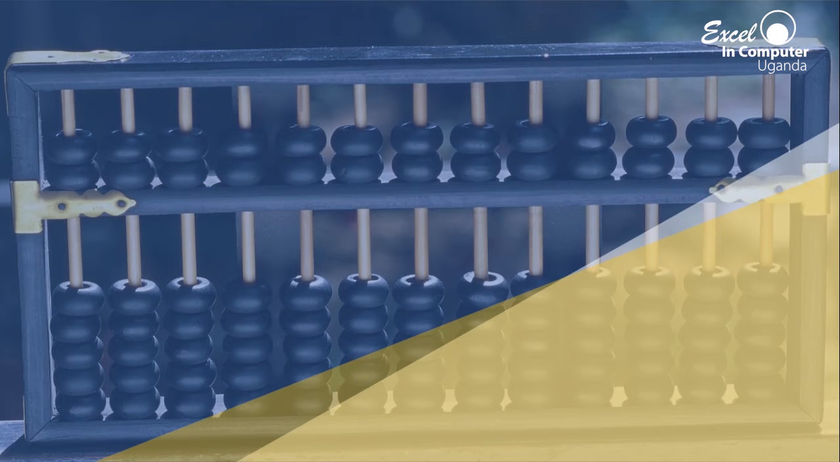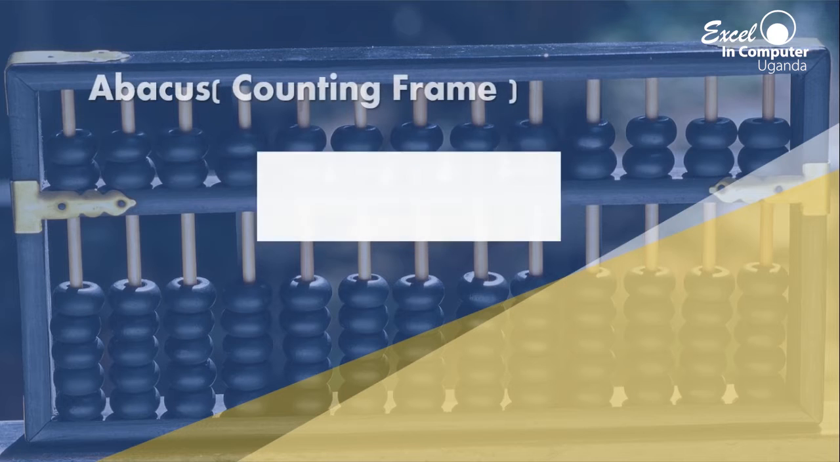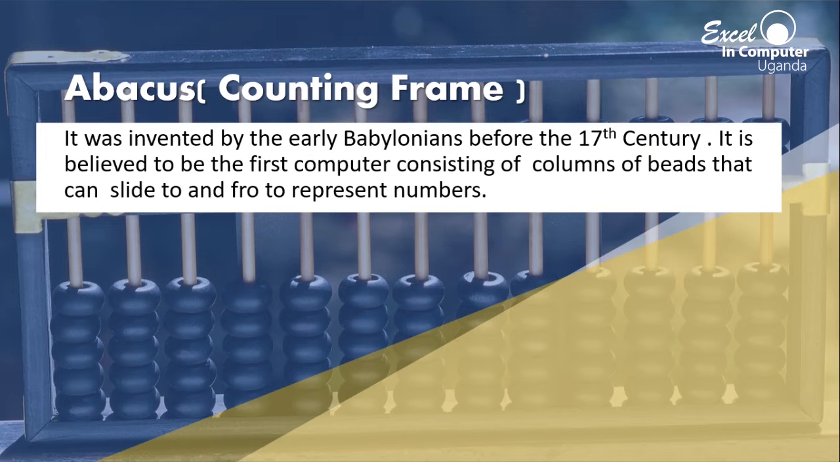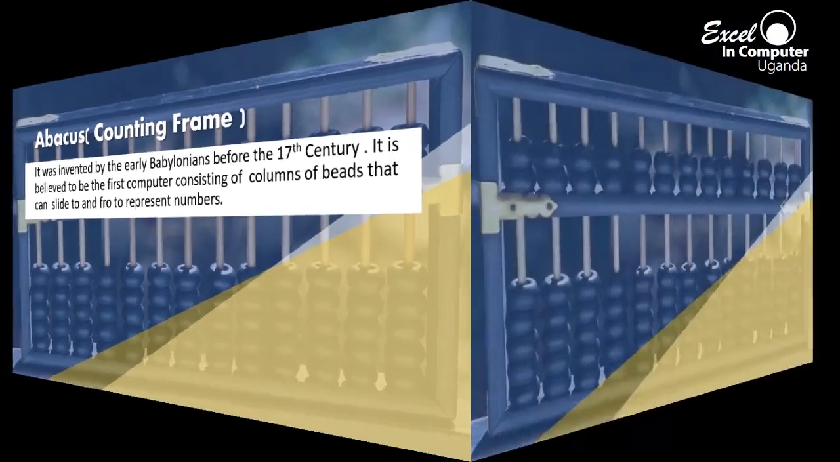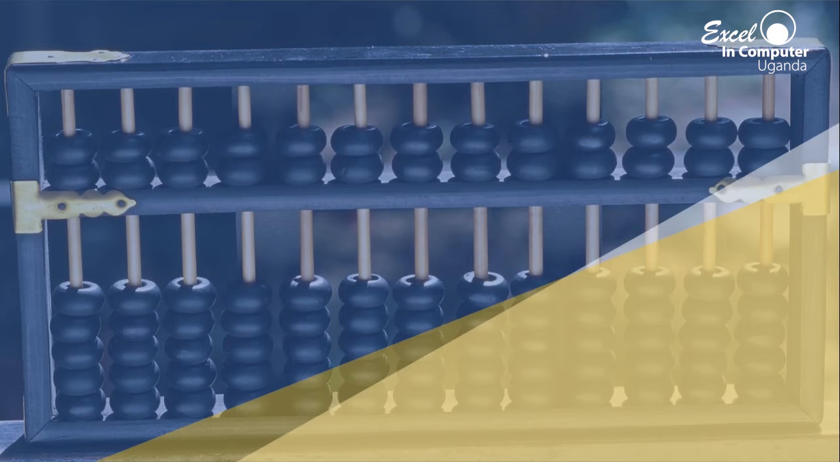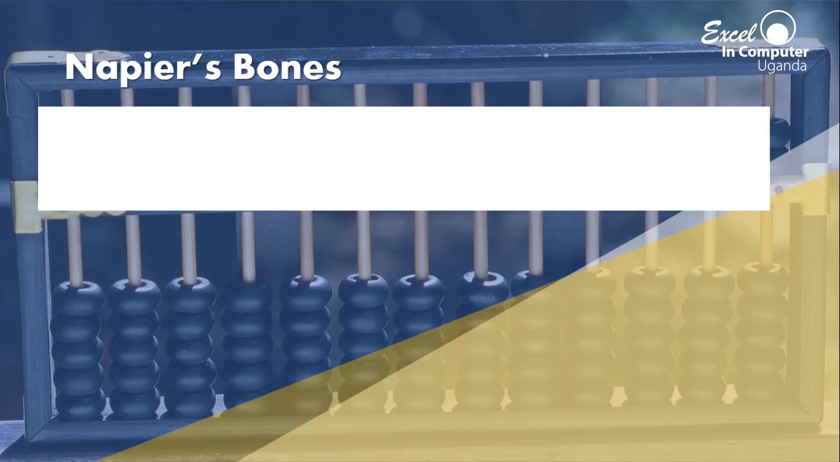The first one we're going to look at is the abacus, or the counting frame. It was invented by the early Babylonians before the 17th century, and it is believed to be the first computer, consisting of columns of beads that could slide to and fro to represent numbers. So this is how the first computer looked. That's the abacus.